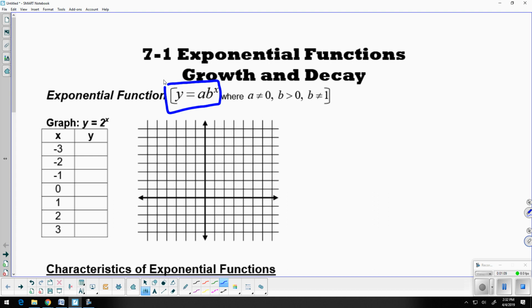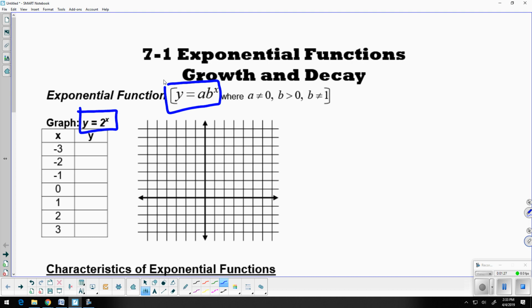All right. So it says we're going to graph y equals 2 to the x power. This is our exponential function. And they have a table set up for you. So they already have numbers plugged in for x. So we've got -3 through +3. So all you have to do is take those x's, plug them into the function, solving for the y.